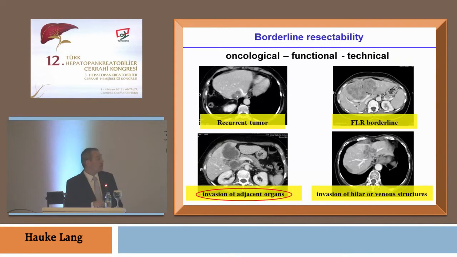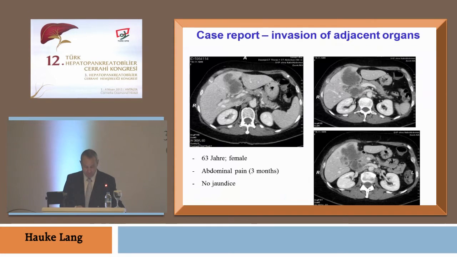And here are some examples. Recurrent tumor, borderline resectable because of the functional liver remnant, invasion of adjacent organs, and invasion of hilar or venous structures. So let me begin here. Do we have some data whether we should resect adjacent organs?